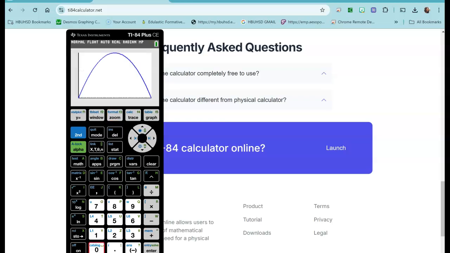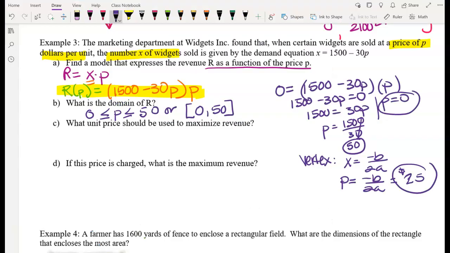Okay, so let's go and trace the very top, which is second trace, maximum, which is number 4. And it's going to say left bound. Right there looks good. Right bound. Go all the way over. That looks great. Okay. So 24.999999, which is pretty close to 25. So our math is doing a good job. Let's go back to our notes. What unit price should be used to maximize the revenue? So based on our algebra or graphing calculator, we should get $25.